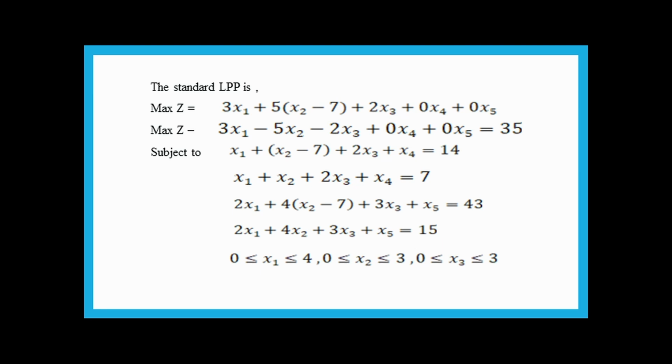In this equation, the x4 is the slack variable. Next constraint, 2x1 plus 4 into, in terms of y we have to substitute x2 minus 7, plus 3x3 plus x5 equal to 43, which changes into 2x1 plus 4x2 plus 3x3 plus x5 equal to 15. Now, the non-negative restrictions are 0 less than or equal to x1 less than or equal to 4. The second one is y, which can be changed into x2. Therefore, the restriction is changed into 0 less than or equal to x2 less than or equal to 3. And another one is 0 less than or equal to x3 less than or equal to 3.